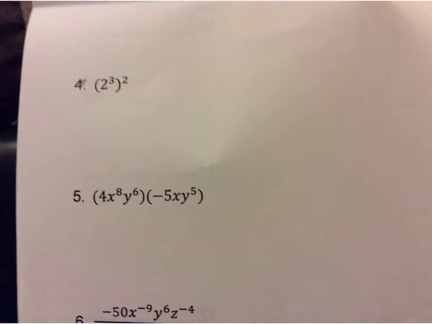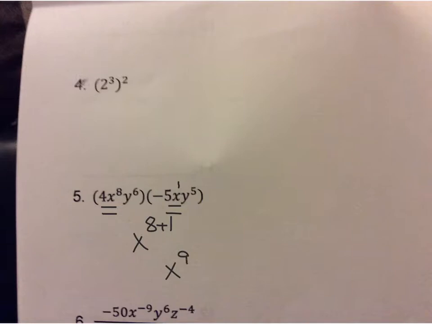All right, problem number 5. This is a product rule. So let's start with the variables first because I feel like that's the part we're the best at. So if I take x to the 8th and x, remember there's an imaginary 1 here, x to the 1st, x to the 8 plus 1 is x to the 9th.